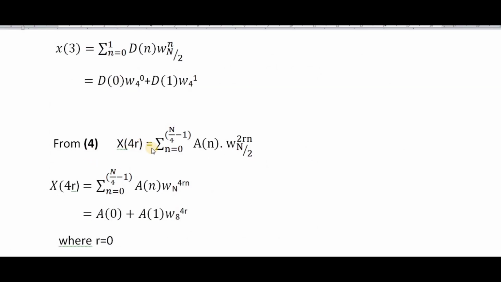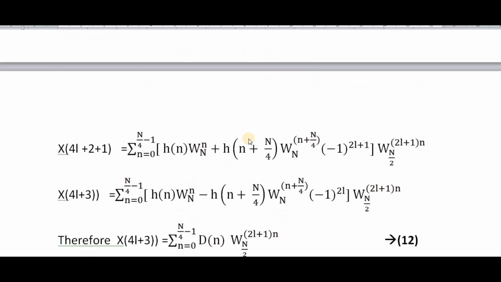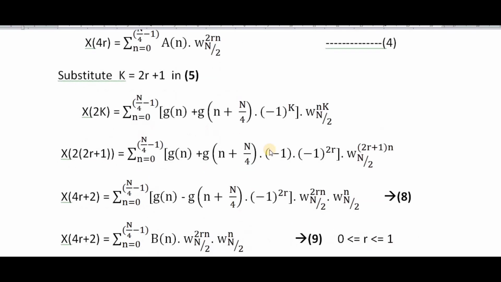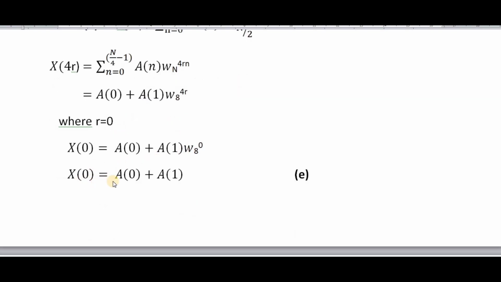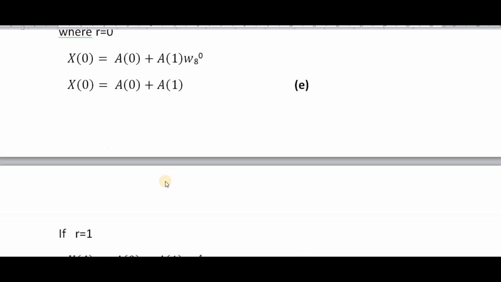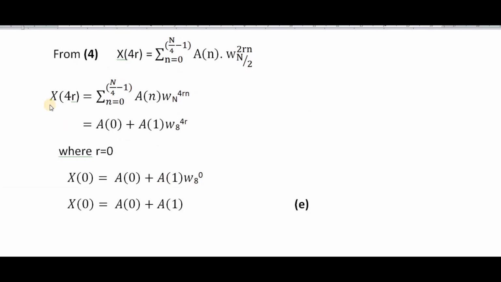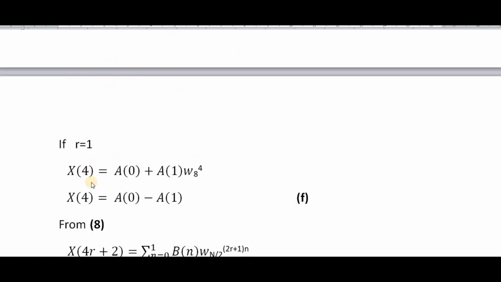From equation 4, x of 4r is equal to summation n is equal to 0 to n by 4 minus 1 of a of n into Wn of 2 into 2rn. So equation 4 is here, right? In that one, you have to substitute r is equal to 0. So this ranges from 0 to 1, right? So the x of 0 is, this is from 0 to 1. And if we substitute, this becomes 1, right? So this becomes 0. So you will get x of 0 is equal to a of 0 plus a of 1. And if we substitute r is equal to 1, you will get x of 4 is equal to a of 0 plus a of 1 into W8 of 4. W8 of 4 is minus.